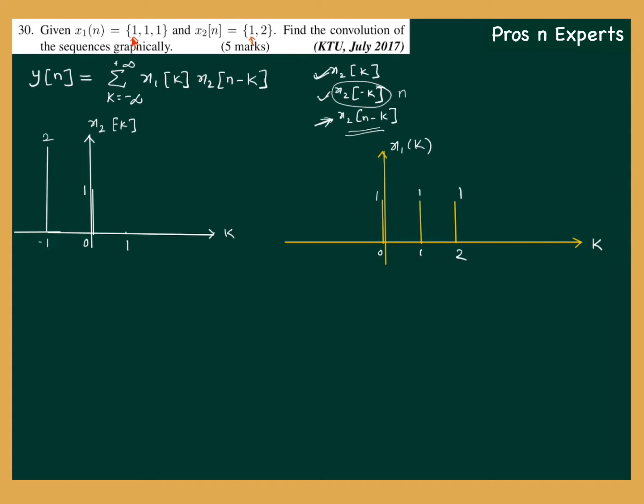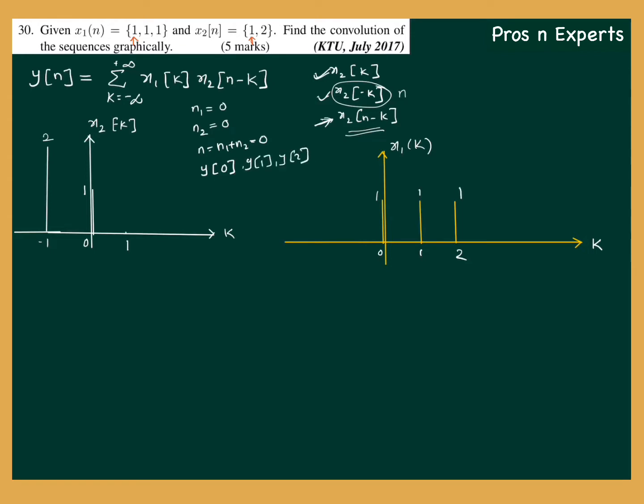At what n does x1 of n start? I will indicate it as n1. So x1 of n starts at n1 equal to 0. Similarly, x2 of n also starts at n2 equal to 0. So what should be the starting value of y of n? It will be n1 plus n2, which is equal to 0. So we have to start finding y of 0 from this equation, then y of 1, y of 2, and so on.